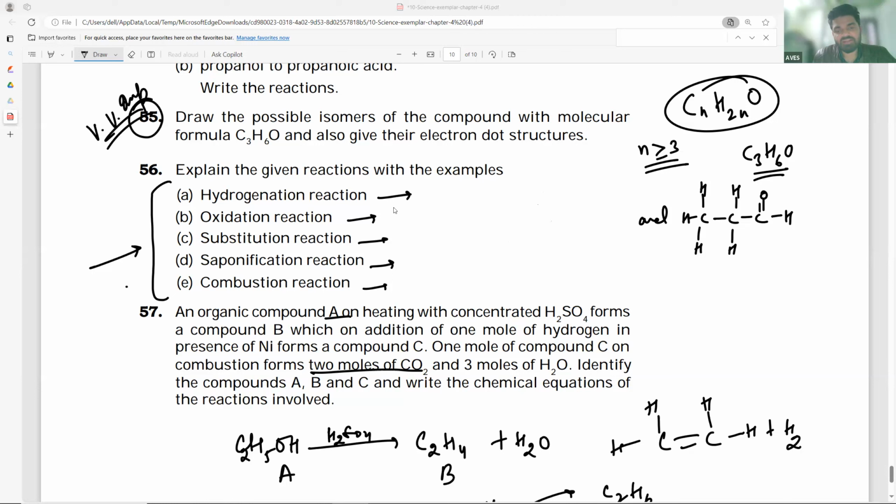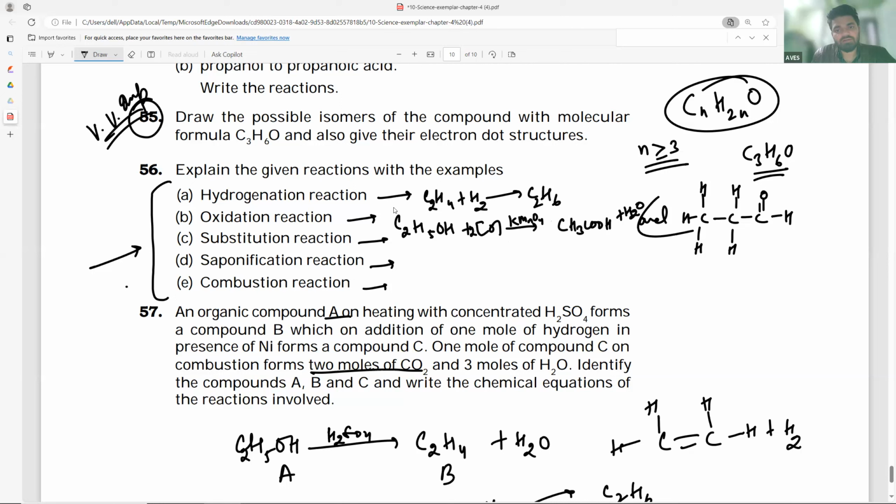This is hydrogenation reaction. Hydrogenation is when you have an unsaturated hydrocarbon like C2H4 and you pass hydrogen gas to it, it will give you C2H6. Oxidation is when alcohol C2H5OH is reacted with alkaline KMnO4, it will give you carboxylic acid CH3COOH plus water.